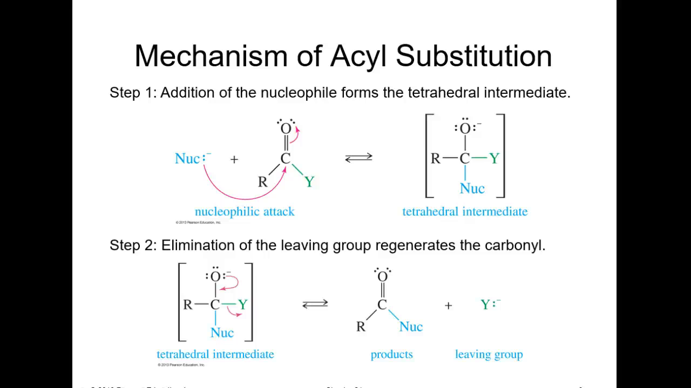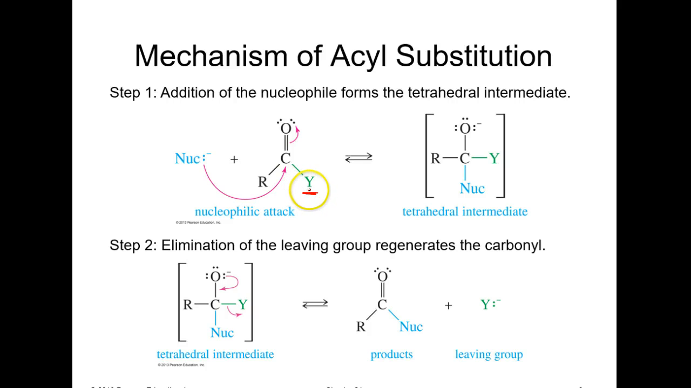So, a lot of words. Here it is in picture form. Very simple. You have a nucleophile, which is coming into your carbon, because remember, that's partial positive. Now, Y is your leaving group, and it all depends on the derivative. It could be a chlorine here if it's an acid chloride. It could be a carboxylate group for an ester.